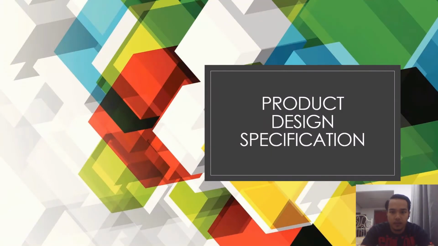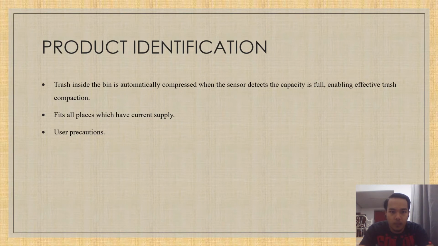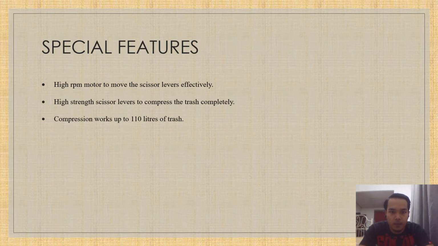Next, we have the product design specification. First, product identification. Trash inside the bin is automatically compressed when the sensor detects the capacity is full. It fills all places which have current supply. The special features on our product are a high RPM motor to move the scissor lever effectively. It also has a high strength scissor lever to compress the trash. The compression will be up to 110 liters of trash.